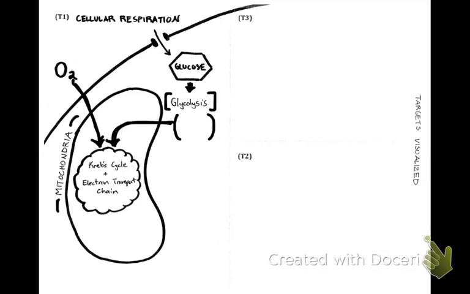There are two processes. One is called the Krebs cycle. The other one is called the electron transport chain. Don't worry about what's going on here. Just know that these are stages in cellular respiration. That's it. What we care most about is our reactants and products of cellular respiration.